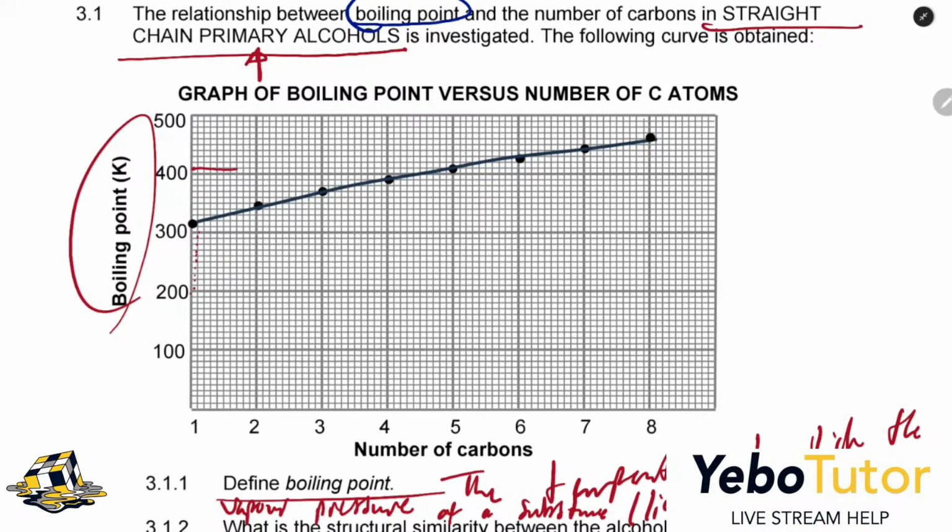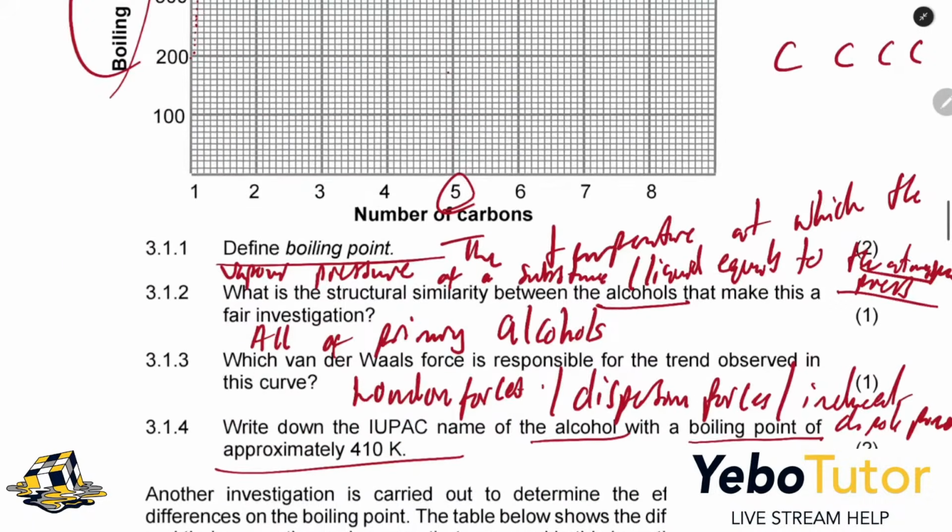Here's your 410. We go with it. So around there, you can see that is going to be 5 carbon atoms. So we're going to have 5 C's over there, and of course that will make this specific thing at 410.